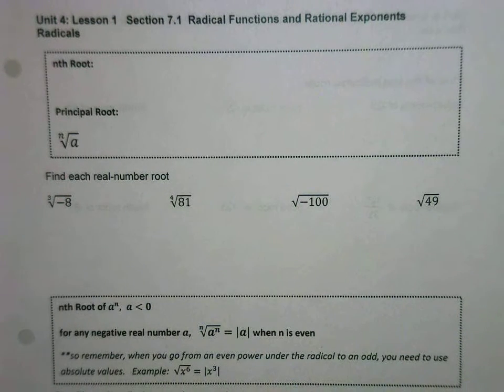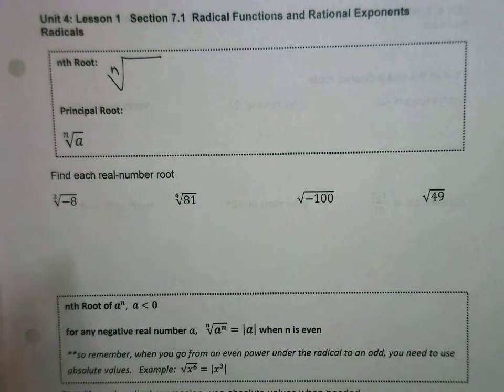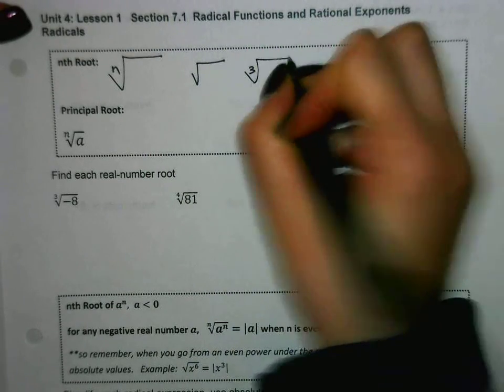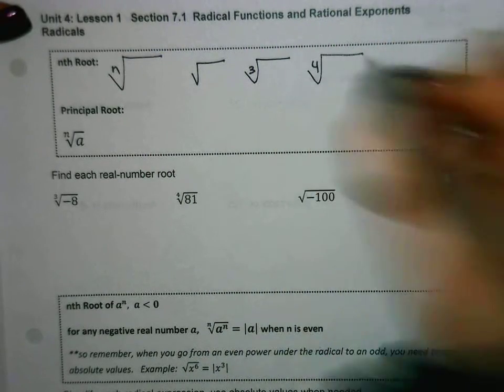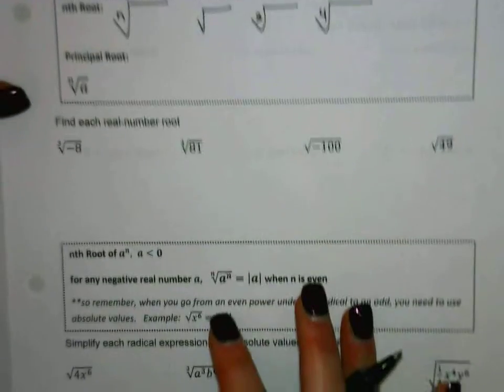Today we're going to be working with radical functions and rational exponents. So the nth root would be a radical sign with an n. Remember, this is our square root. We've been working with cube roots and fourth roots. So let's find each real number root.